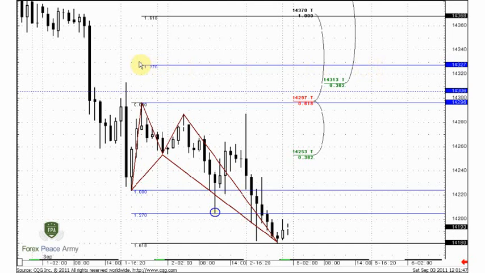So we could say that the target of this butterfly buy agrees with the area of resistance that we marked for us as the potential area to enter short. That makes this area even stronger. So how we could act in the beginning of the week, although Monday is a Labor Day in the United States, but maybe on Tuesday, how it will turn.